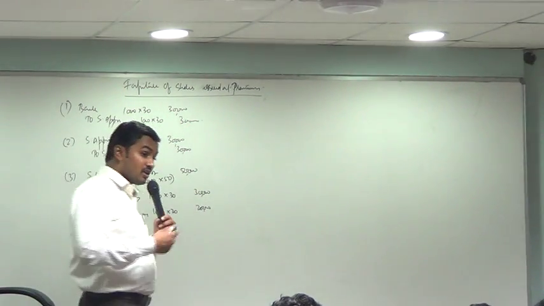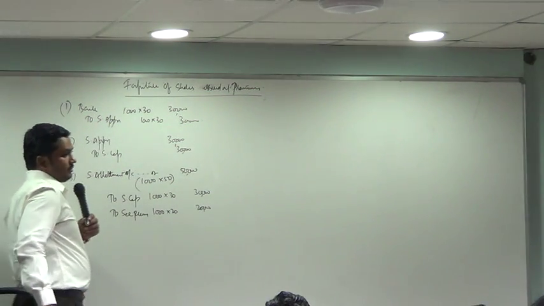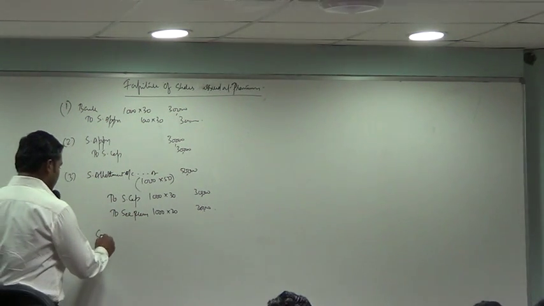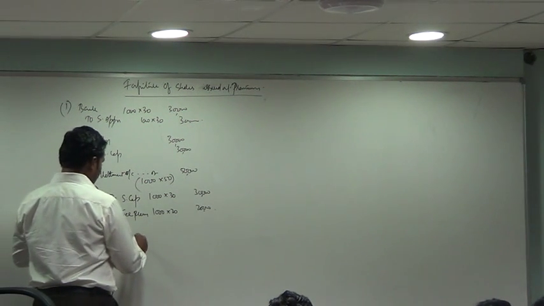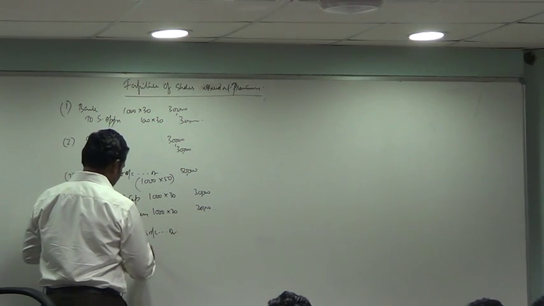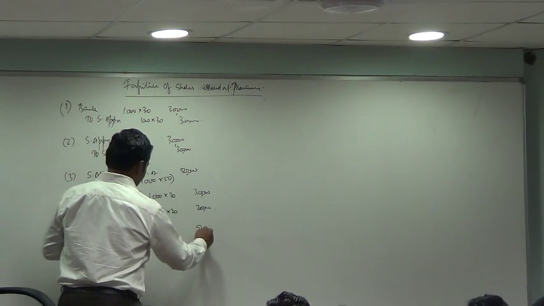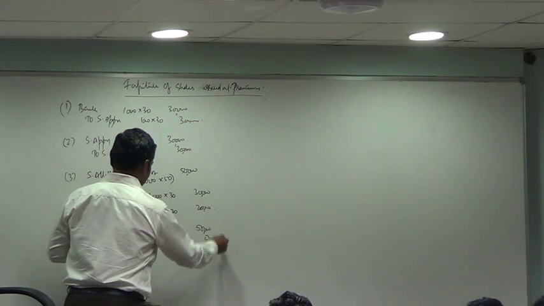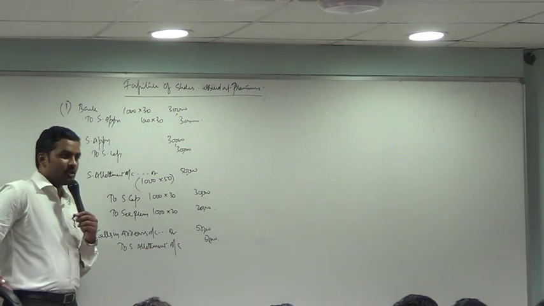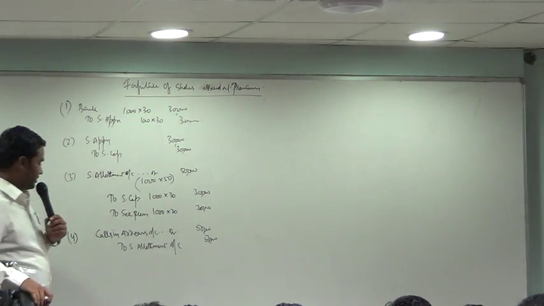When allotment money is not received, what is the entry? Calls in arrears account debit to share allotment account, 50,000. Clear, everyone? Next.